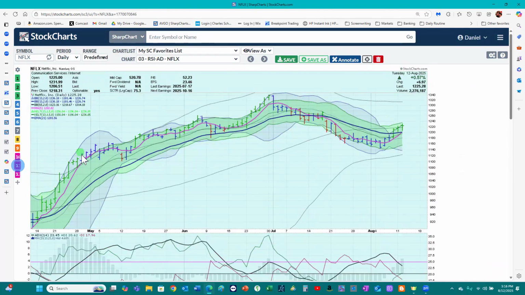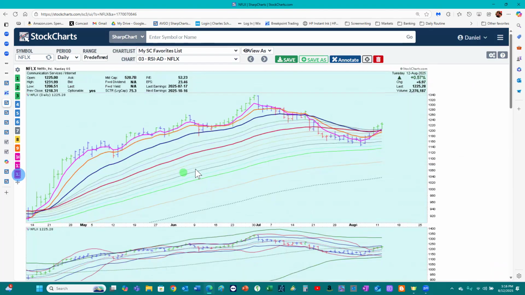Number 12 is John Carter's squeeze. That's what his squeeze looks like if you didn't use this indicator. And then 13 is the stacked moving averages. So I just put all the moving averages from the fastest, which is the 5 at the top, to the slowest, which is the 200 at the bottom.